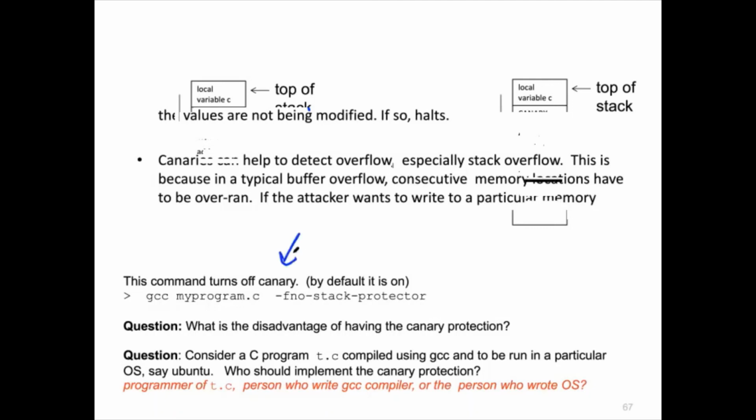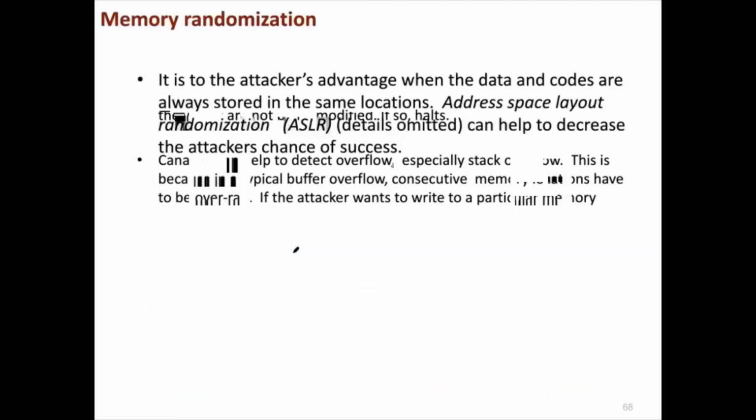For a lot of these attacks, the attacker needs to know the memory locations, the location where things are stored. So one defensive mechanism is so-called memory randomization, where the memory space layout is randomized. Across different runtimes, the memory locations are different.